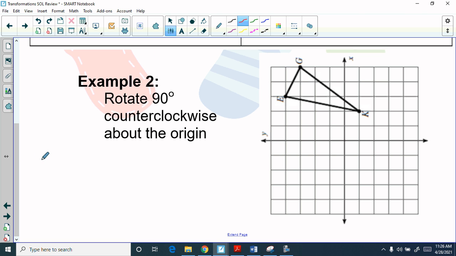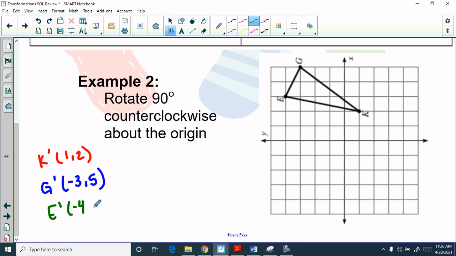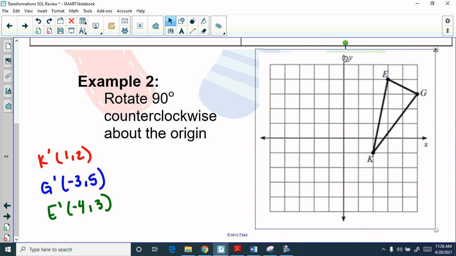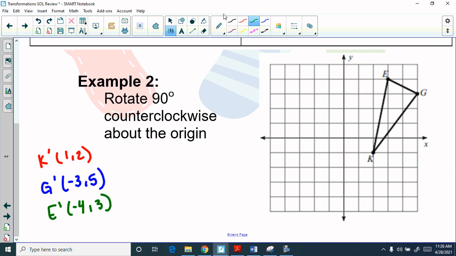So we've got K, which is at 1, 2. We've got G prime, which is at negative 1, 2, 3, positive 5. And then we've got E prime, which is at negative 1, 2, 3, 4, positive 3. Then I'm going to flip it back, or turn it back, I should say. And I'm going to plot those points.